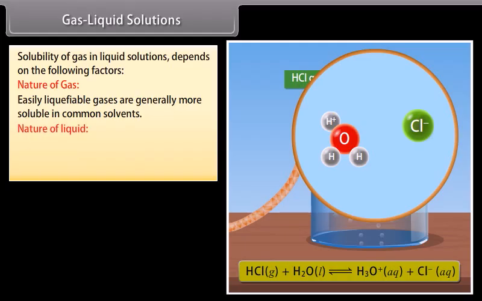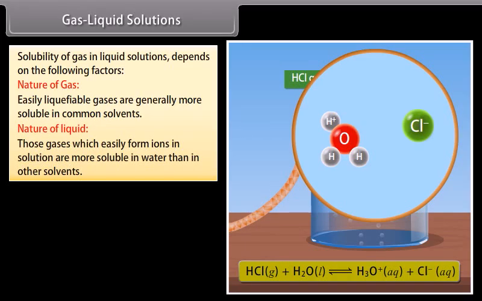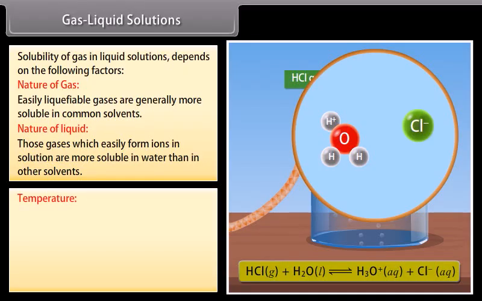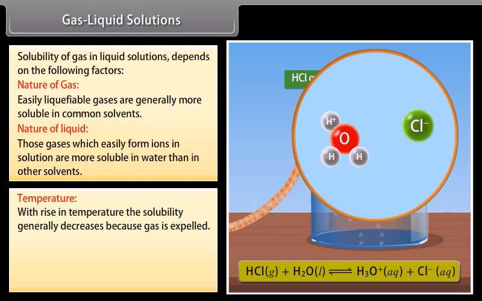Nature of liquid. Those gases which easily form ions in solution are more soluble in water than in other solvents. Temperature. With rise in temperature, the solubility generally decreases because gas is expelled, but some gases find their solubility increased at a higher temperature.